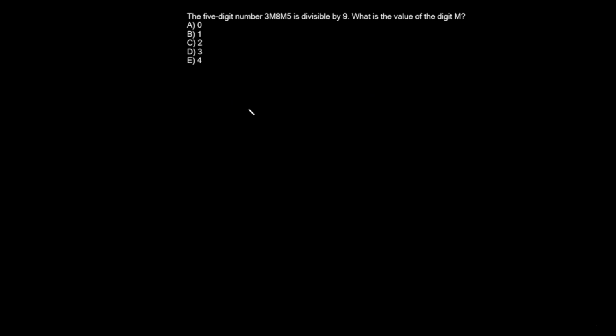Let us replace M with all the choices, A, B, C, D, E. So let's try 30805. So 3 plus 8 is 11, and 11 plus 5 is 16. And that is not a multiple of 9. And if we add 1 and 6, we get 7, not 9. So A is not correct.